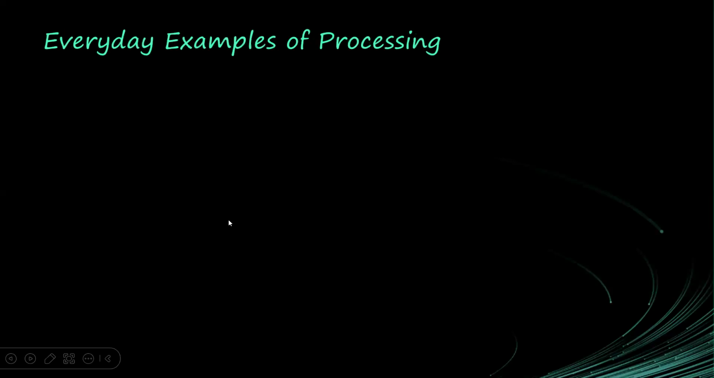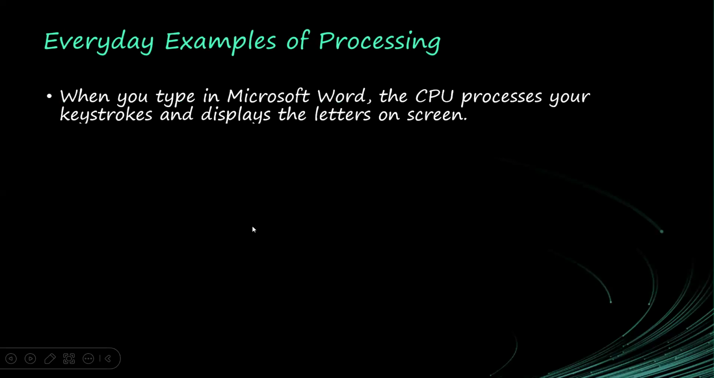So, everyday examples of processing. When you type in Microsoft Word, let's say you're using Microsoft Word to type an essay, the CPU processes your keystrokes. As you're typing, the CPU is processing it. As you type A, the CPU will process it and display the letter on the screen. So you use the keyboard or your keypad or your touch screen to type in something in Microsoft Word, then the CPU will process it.